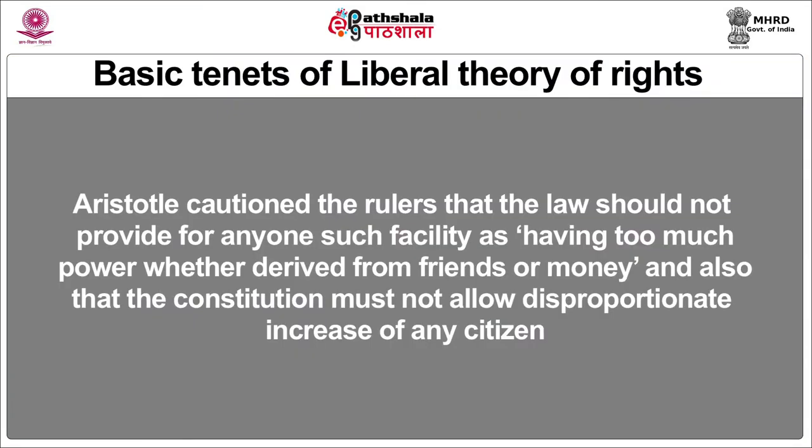Aristotle cautioned the rulers that the law should not provide for anyone such facility as having too much power, whether derived from friends or money, and also that the constitution must not allow disproportionate increase of any citizen. Aristotle insists to give moderate honor for a longer time rather than great honor for a shorter time. Aristotle also cautions the rulers to see that the most number of citizens be placed in the middle class of the population, and a lesser number in the poor and in the rich populace.